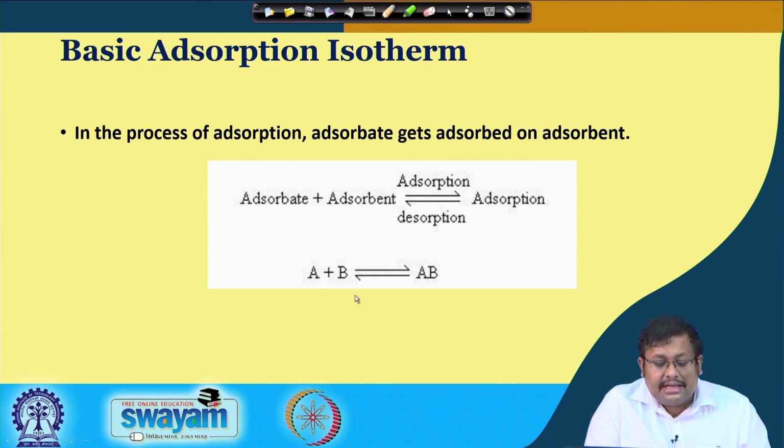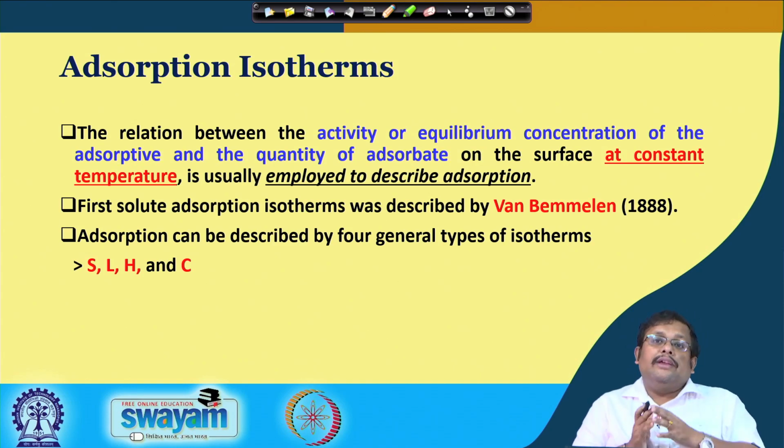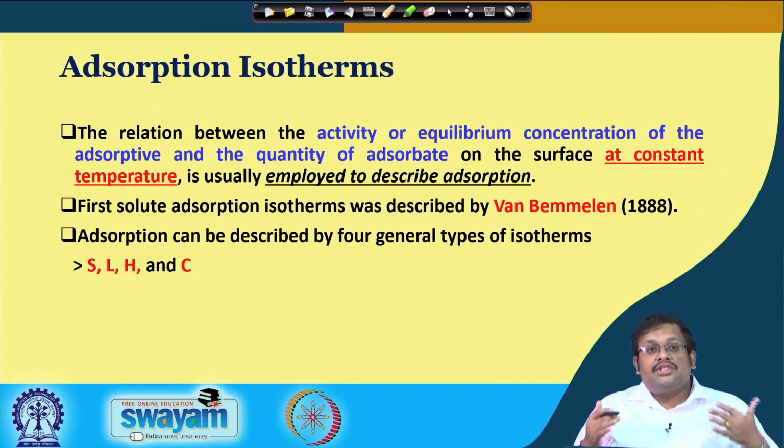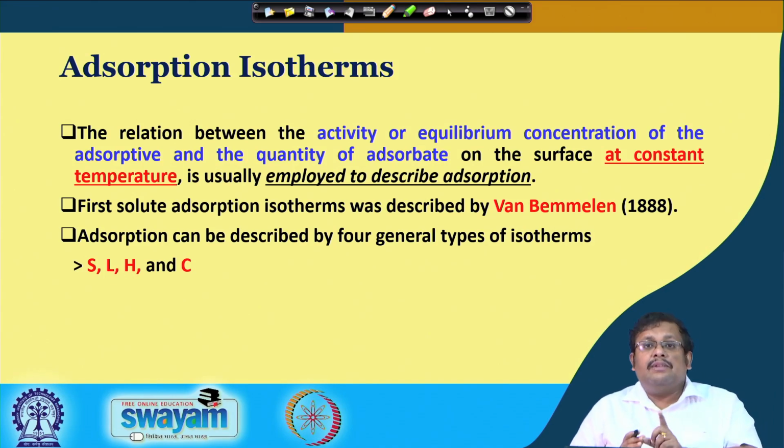You can see here it is represented by A plus B going to form the AB complex, and then reversible to A plus B again. Now, what is called an adsorption isotherm? The relation between the activity or equilibrium concentration of the adsorptive and the quantity of adsorbate on the surface at constant temperature is usually employed to describe adsorption. Why is it called an isotherm? Because this relationship is determined at a constant temperature. Iso means constant and therm means temperature.